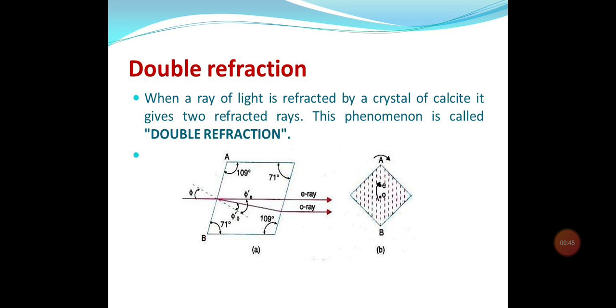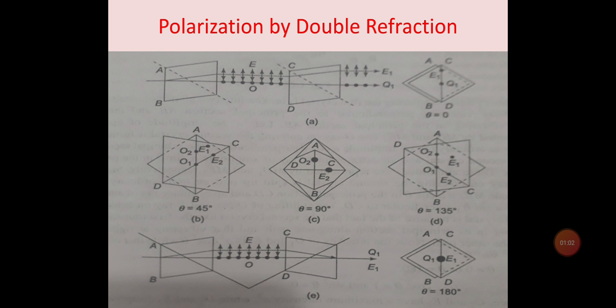So we can say when a ray of unpolarized light is passed through any doubly refracting crystal like calcite, it will split up into two rays, the E ray and the O ray. E ray is the extraordinary ray and O ray is the ordinary ray. Now we will discuss how polarization is done by double refraction.